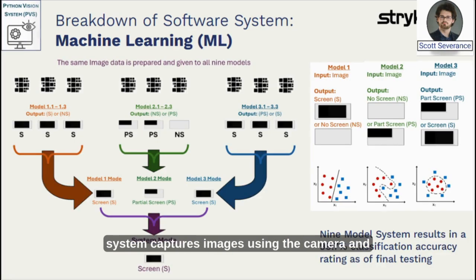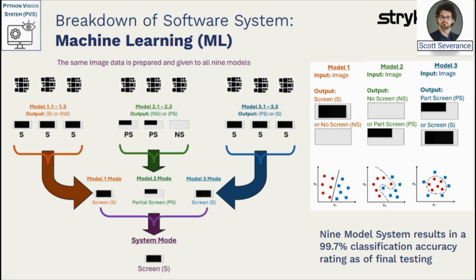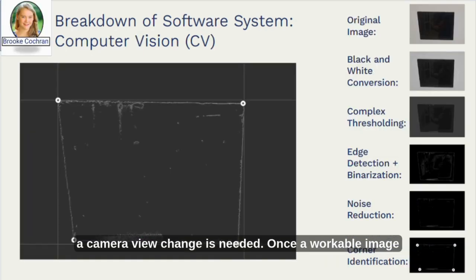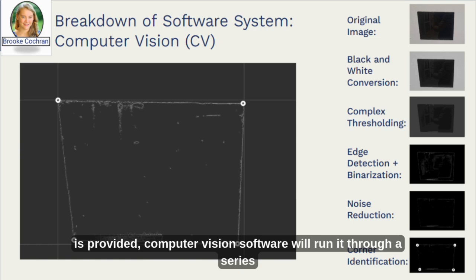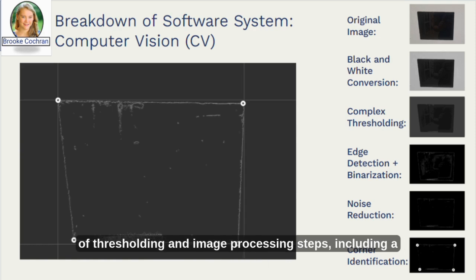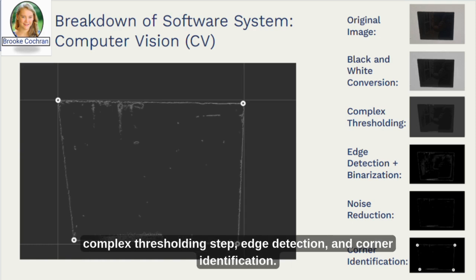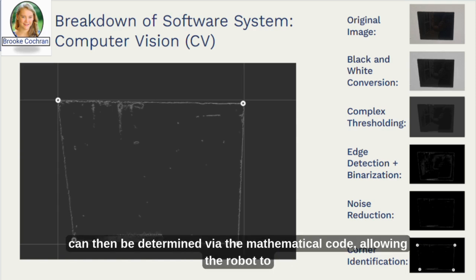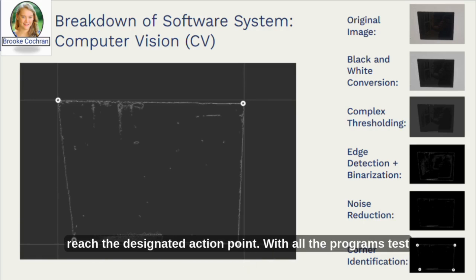The Python vision system captures images using the camera and analyzes the images using machine learning and computer vision. The machine learning is only used for classifying the captured images and determining the next step. Further analysis is done entirely by computer vision. If the image does not contain a screen, information is sent back to the UR system, indicating a camera view change is needed. Once a workable image is provided, the computer vision software will run it through a series of thresholding and image processing steps, including a complex thresholding step, edge detection, and corner identification. Once the critical corners of the object are identified, the movement vector can then be determined via the mathematical code, allowing the robot to reach the designated action point.